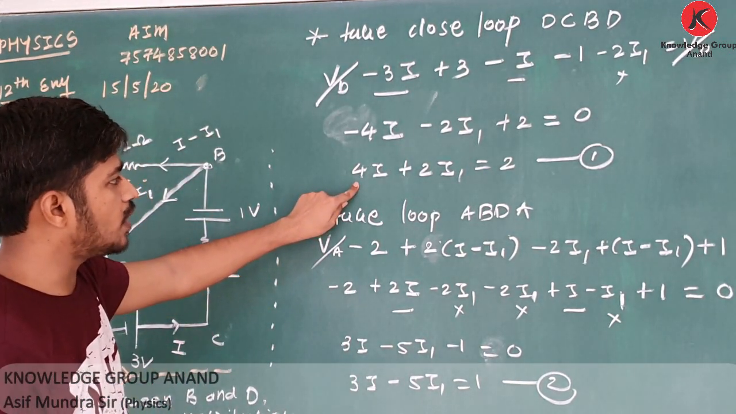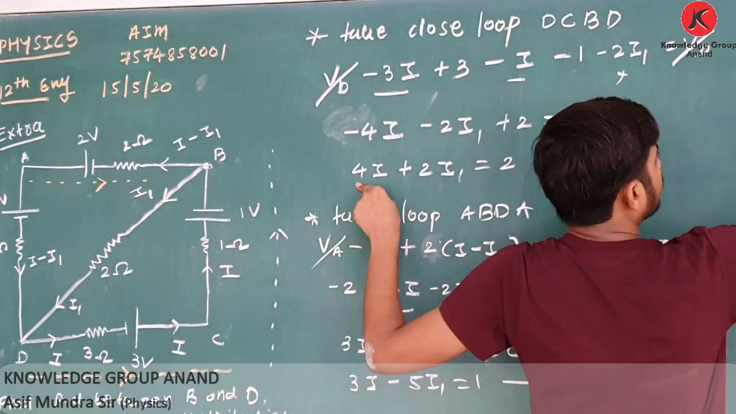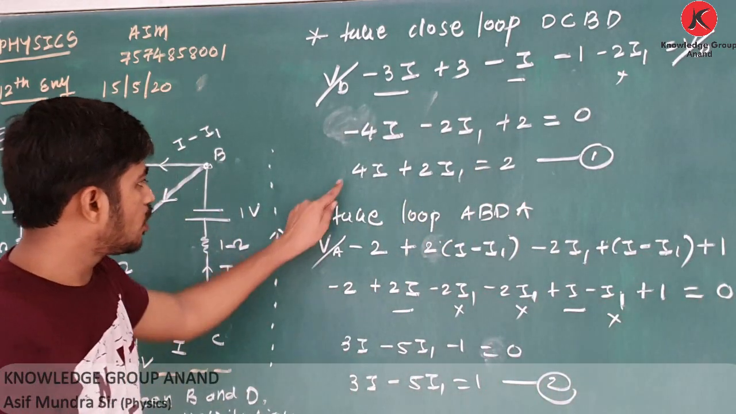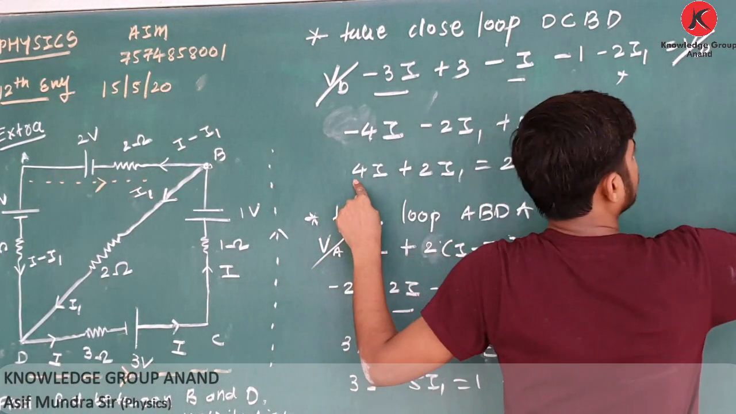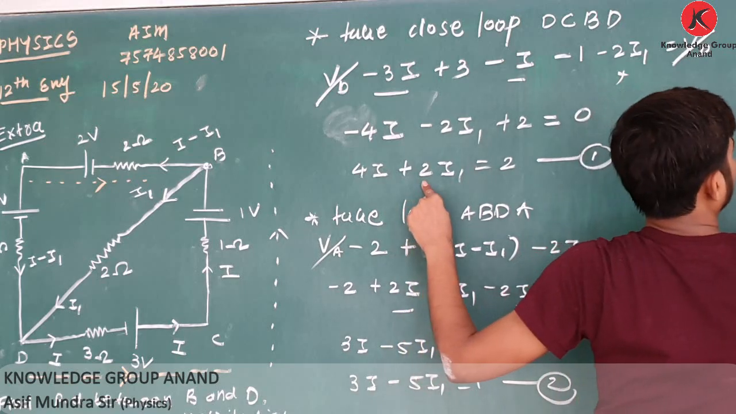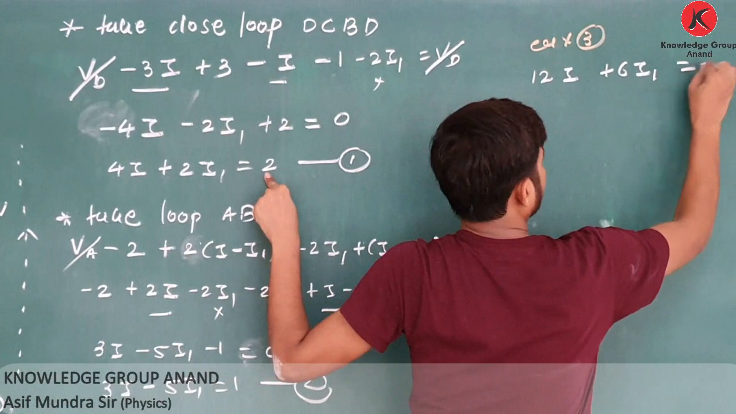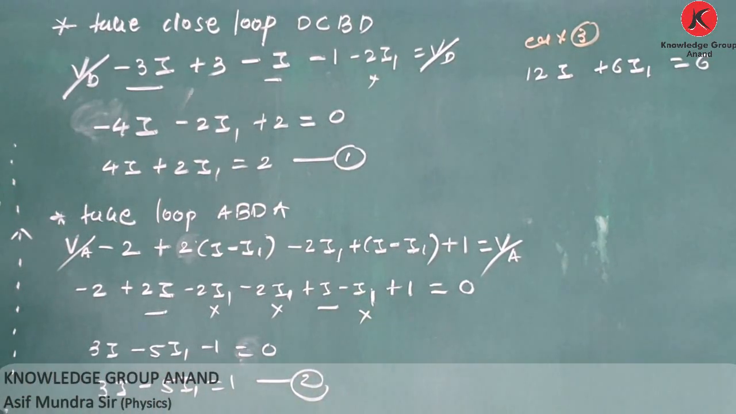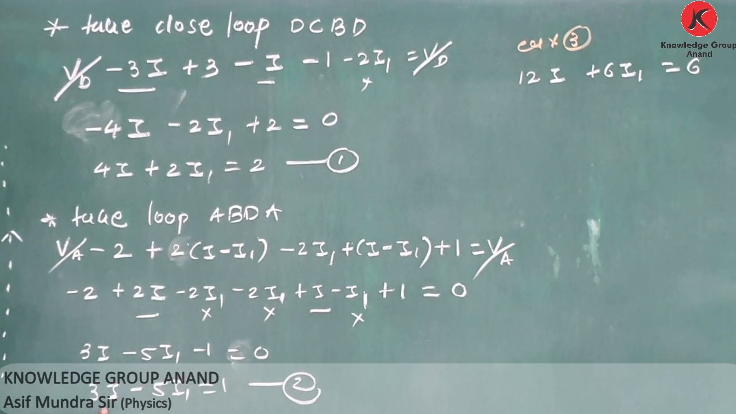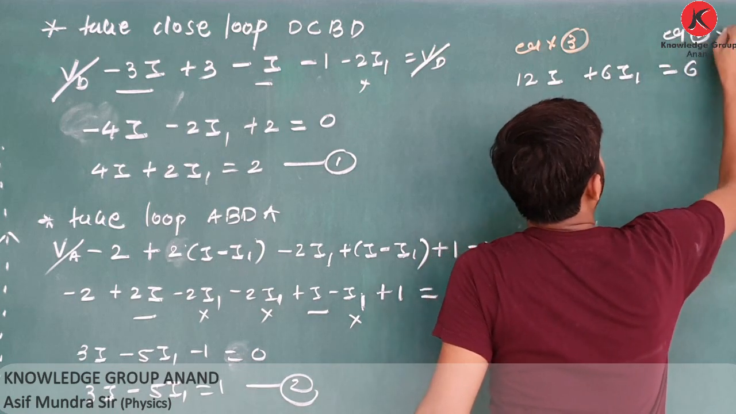Multiply equation number 1 with 3. Then what you will get? Yes, you will get 4 into 3, 12I. 3 into 2, 6I1. 3 into 2, here is 6. Clear about this? Now, multiply this equation number 2 with 4.